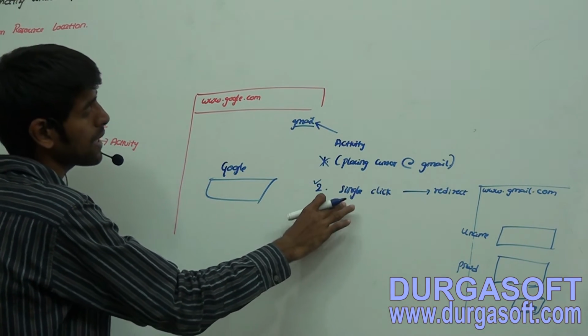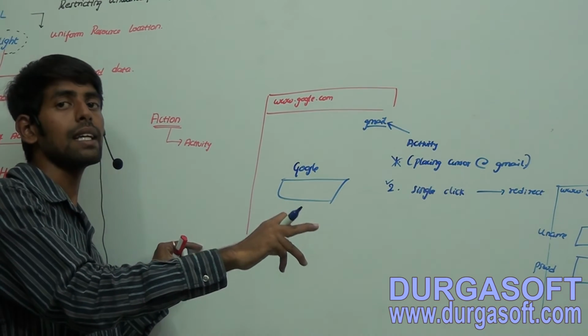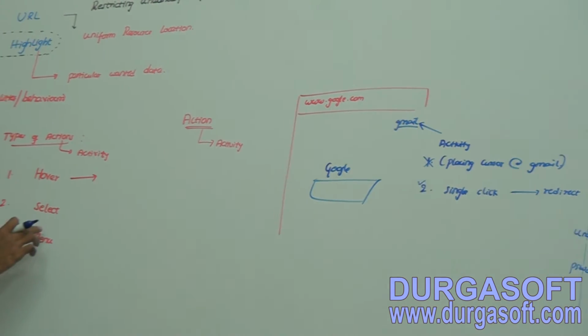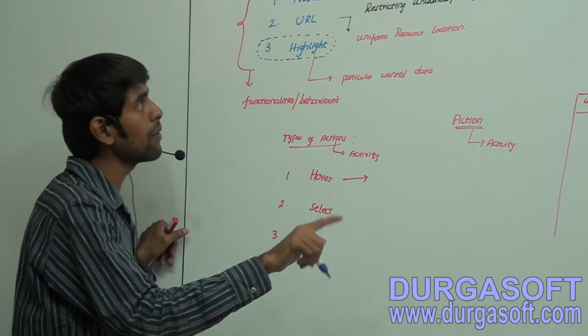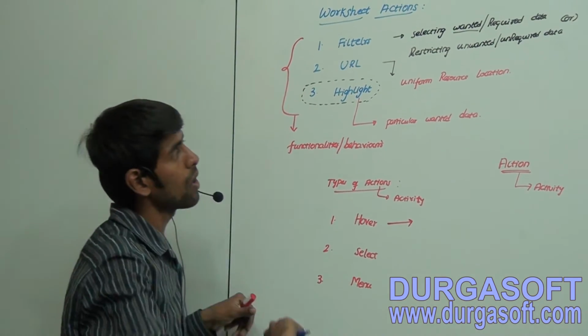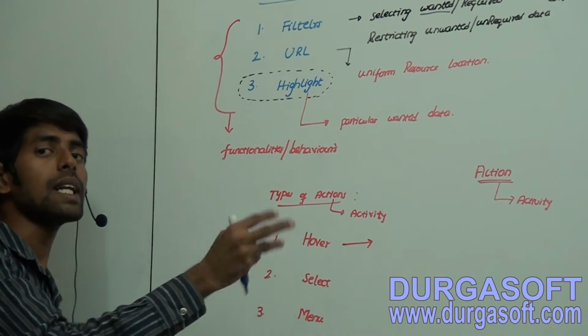But this is one of the activities, that is single click. For this activity they have associated one functionality. What is that functionality? Try to understand, that is select, that is single click or single select. For that activity they have associated one of the functionalities. What is that functionality? Let it be like a filter. What is that filter? Let us see that one.